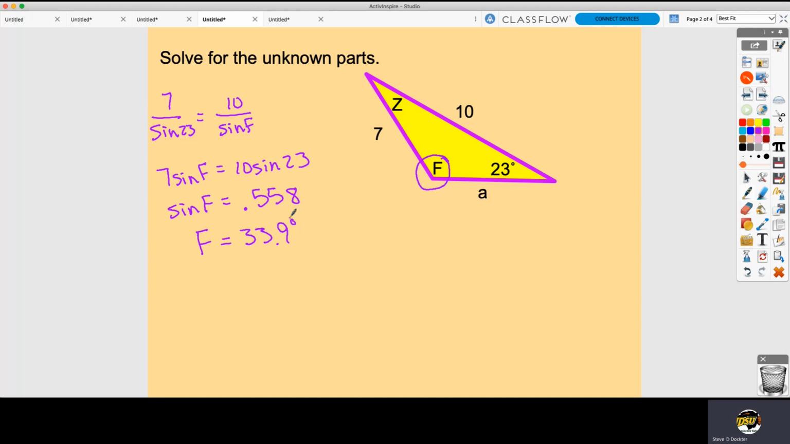Is that what you got for F? Now, what seems a little bit off there, though? What was that, Paul? Yeah, we have an obtuse angle here, and we had an acute answer for this. What are we going to have to do to be able to get the right angle here? What's that, Max?